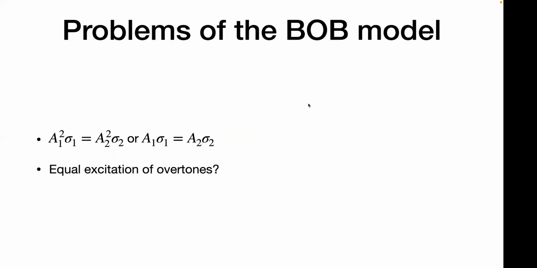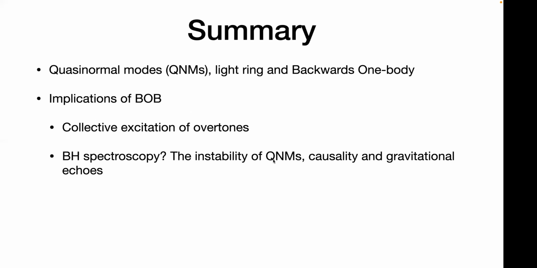So at the end of the talk, let me summarize the problems of the BOB model. First, which relation should we use for the WKB approximation? Should we use the amplitude or amplitude squared? The second is the prediction of BOB about the equal excitation of overtones. Okay, so let me leave this page here and take any questions. Thank you.